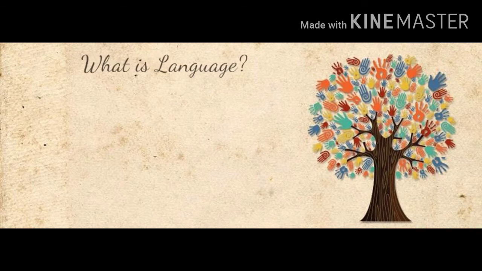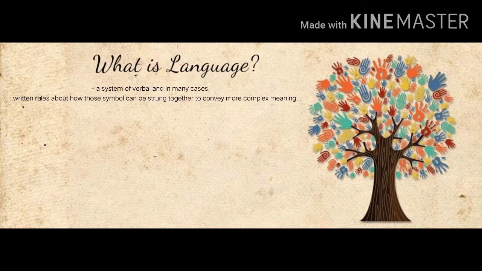What is language? Language is a system of verbal and, in many cases, written symbols, with rules about how those symbols can be strung together to convey more complex meanings. Or, language is a method on how humans communicate. It is either spoken or written. Language is also a symbol by means of which a human being can be identified as a member of a social group.